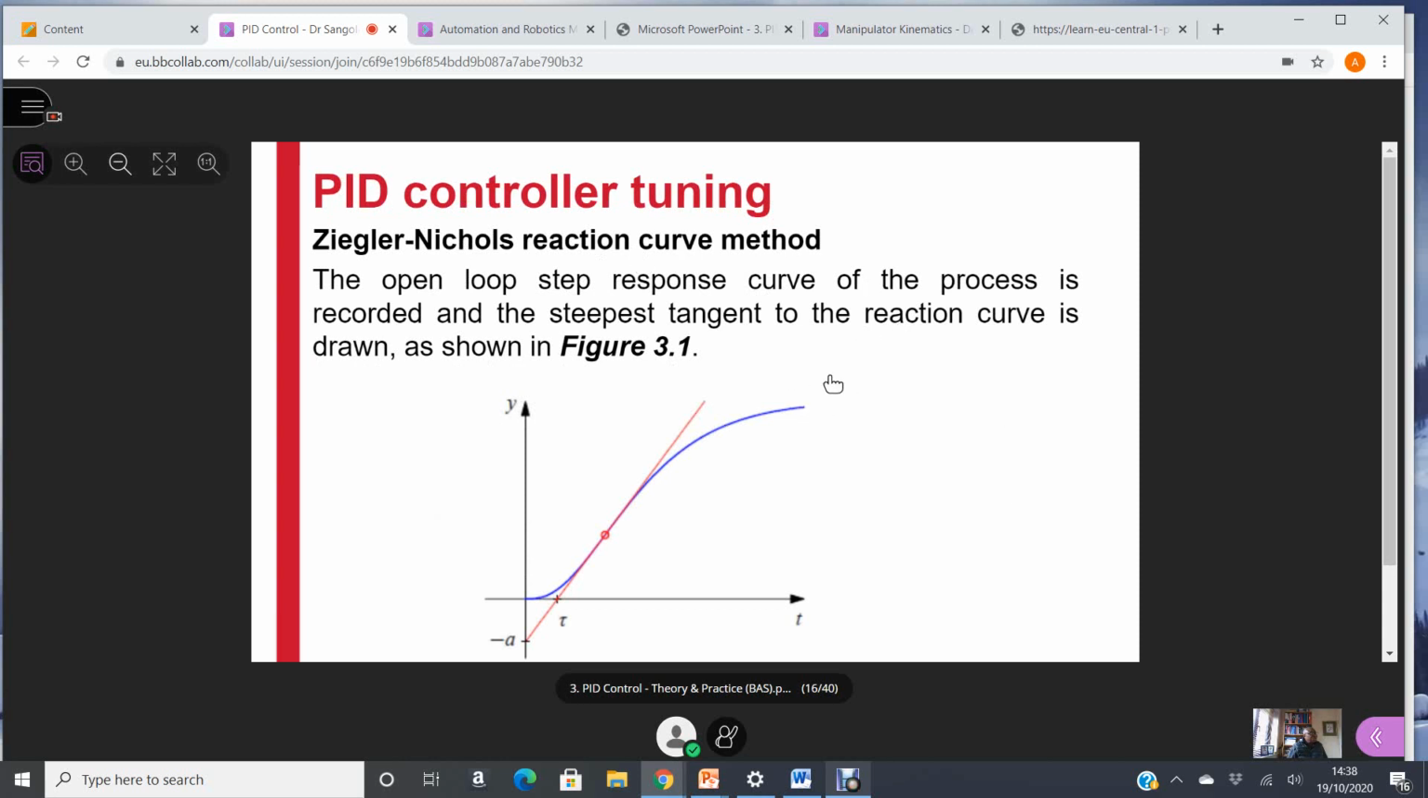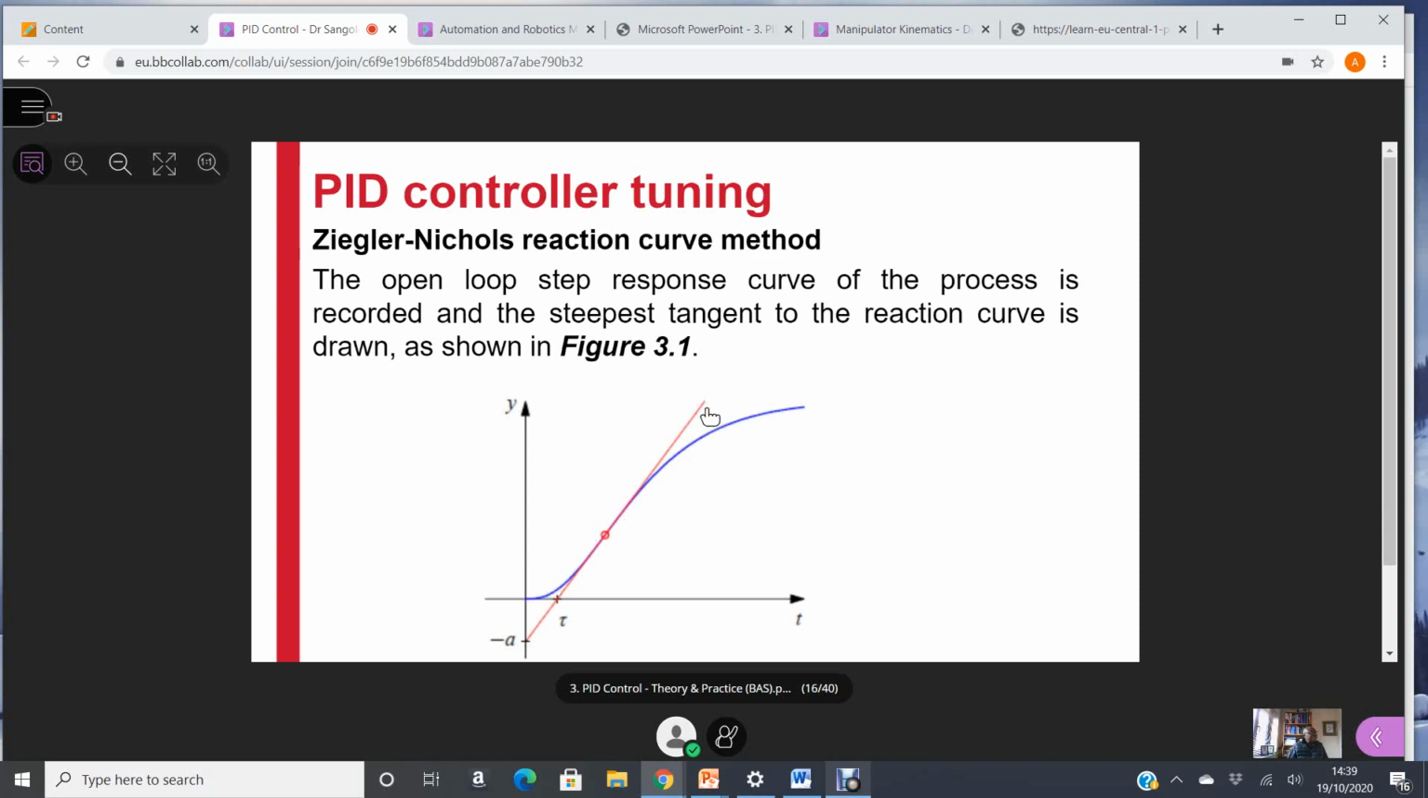Basically, you conduct an open loop step response test of the process, and that will give this blue reaction curve for the process. That's the output of the process recorded over time in response to a step change in the input. Now, the parameters which we need for tuning in this case are two parameters, tau and A. And how do we obtain tau and A? Simply find the line of steepest slope. You draw a line of steepest slope to the reaction curve.